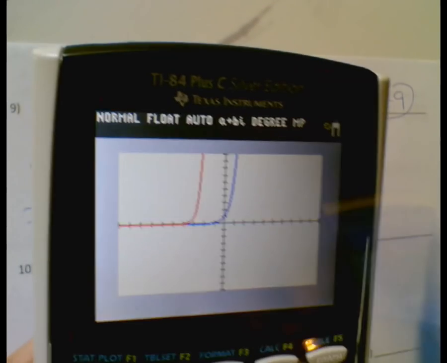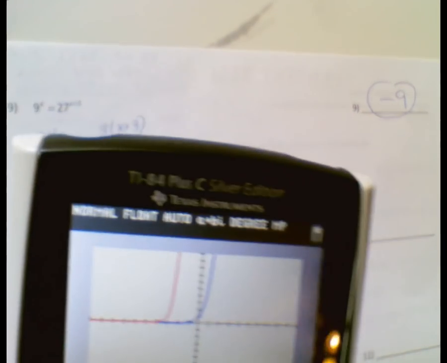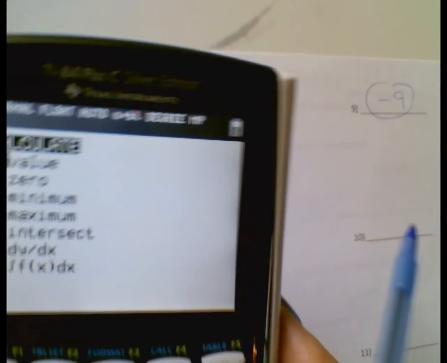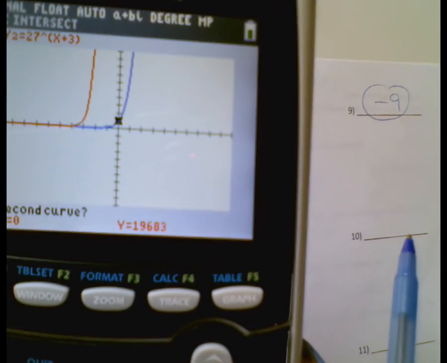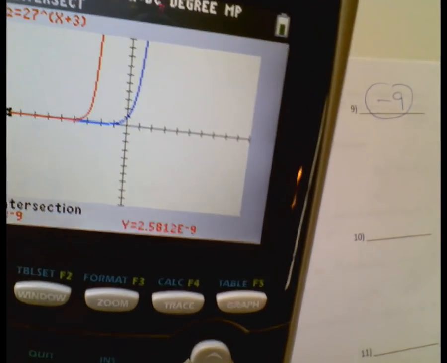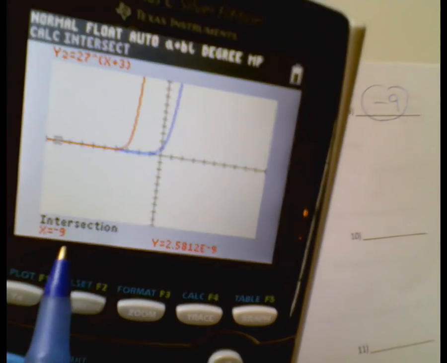It's kind of hard to tell where they intersect. It looks like the whole line's an intersection. So I'm not sure if the calculator will work on this one or not, so let's try it. Second trace, intersect, number 5, and press enter 3 times. Oh, it read it. It's right there, negative 9. That's your answer. Calculator did it.